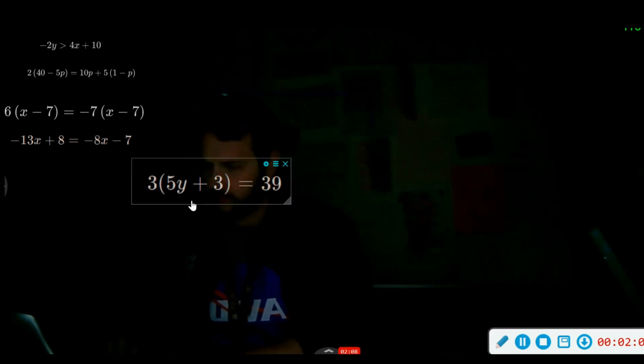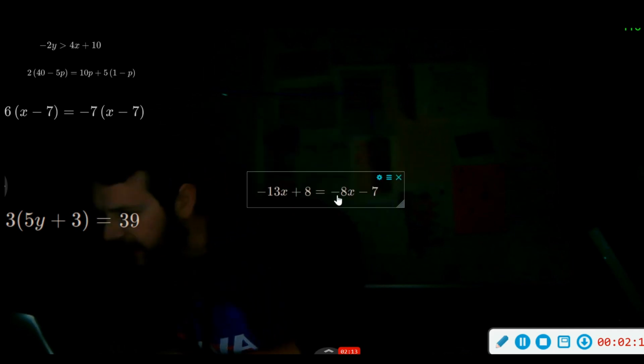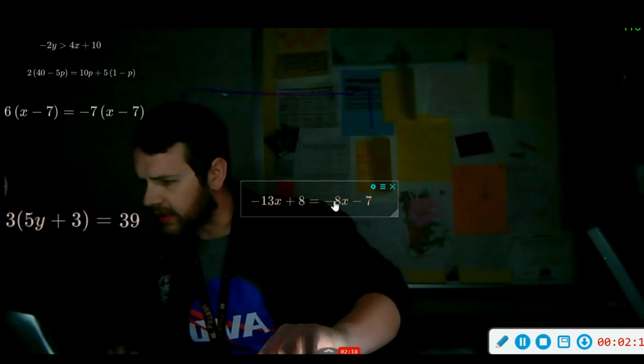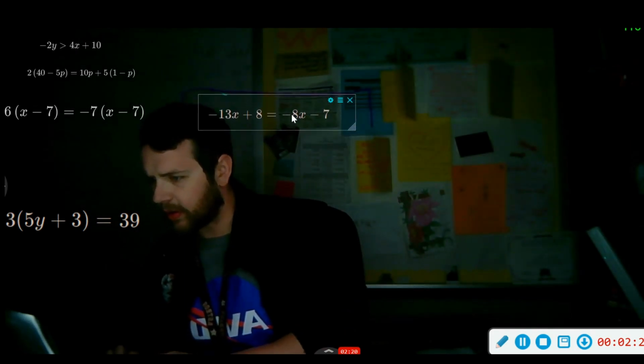Let's turn up the heat a little bit. Let's do a variable on both sides. Trying to see, there's my square. I have a square on my screen so I know right where the problem needs to be.